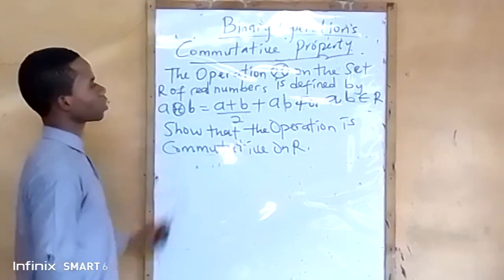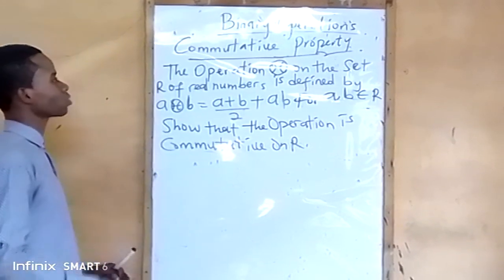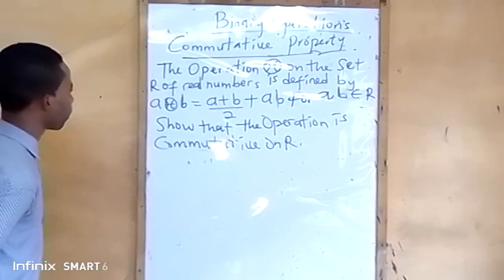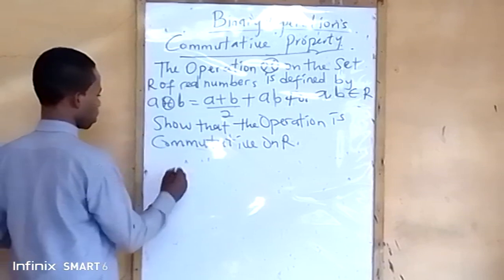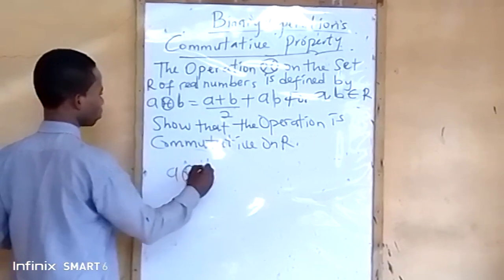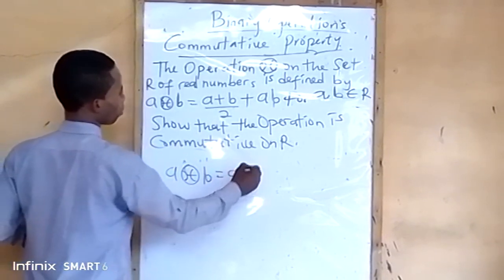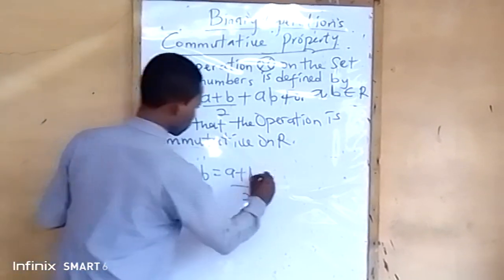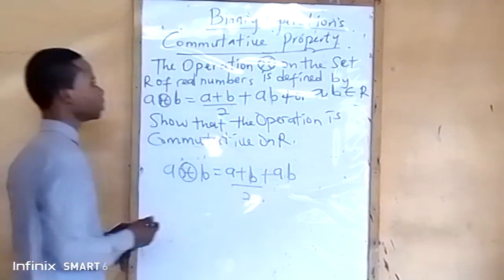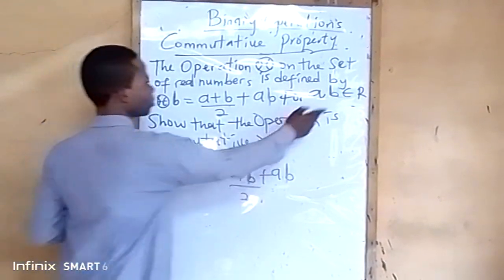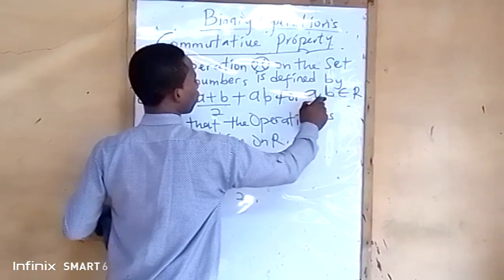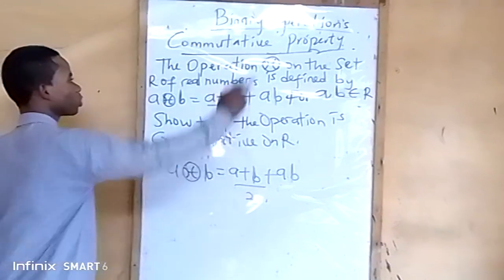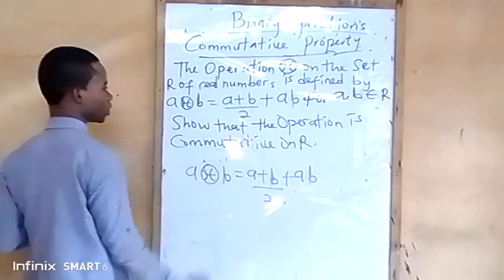Now let's check what is on the board. It says the operation circle on the set R of real numbers is defined by this. They give us definitions. A circle B equals A plus B all over 2 plus AB, for A and B members of R. Show that the operation is commutative on R.